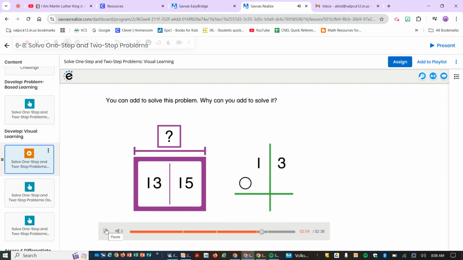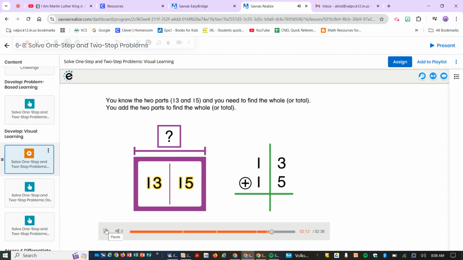You can add to solve this problem. Why can you add to solve it? Okay, remember what we know about fact families. If we have a missing addend equation, so that's like saying blank minus 13 equals 15, we can flip that fact and say 13 plus 15, and that will give us our missing number.